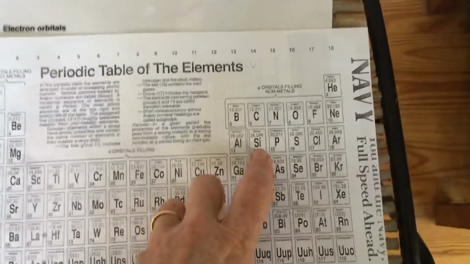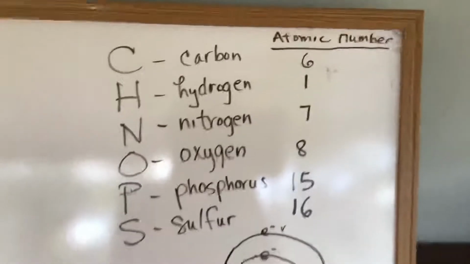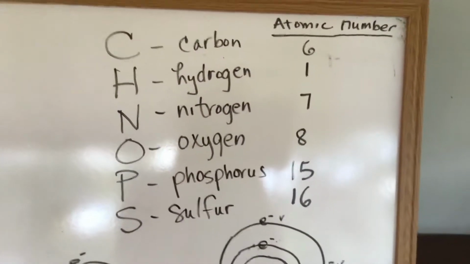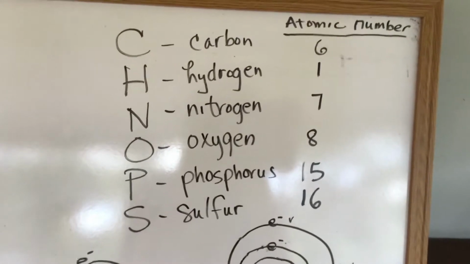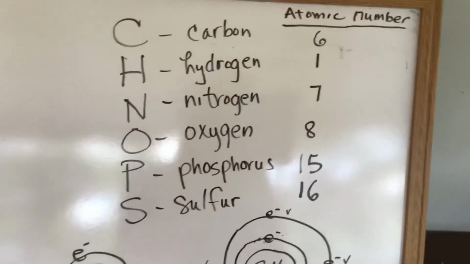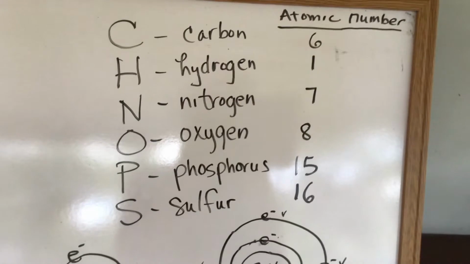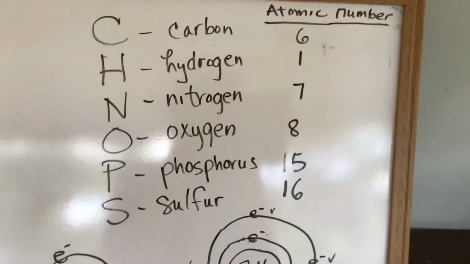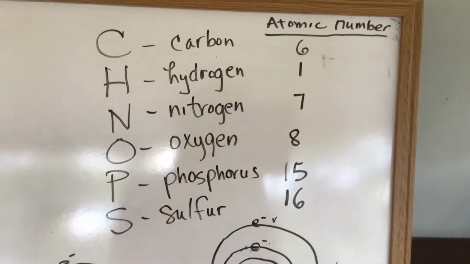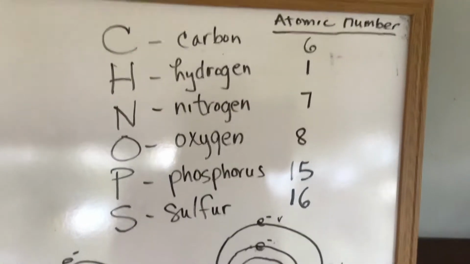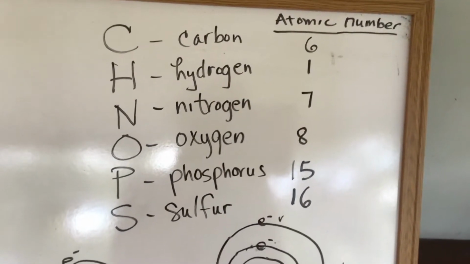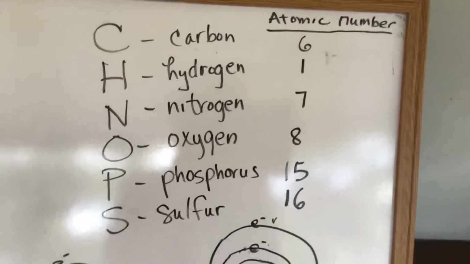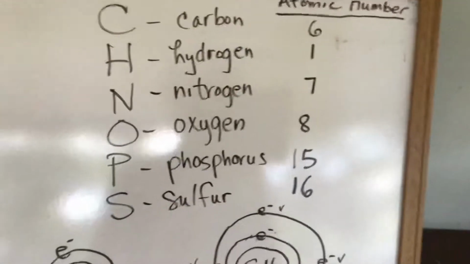Or silicon, etc. Okay, so looking at this, you need to know the atomic number of each one of these. I sometimes call this schnapps, all right? So you need to know carbon, hydrogen, nitrogen, oxygen, phosphorus, and sulfur. Memorize the atomic number of these guys. You also should know the configuration of these atoms.